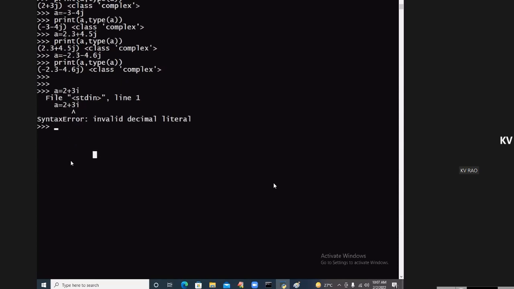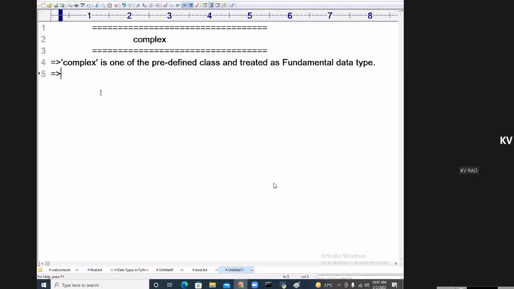Right? So here you can write even like this also, only 2j. Print of a. It's a complex, the real part is not there, only the imaginary part I'm getting. Now I'm going to represent the purpose of it, writing one by one.